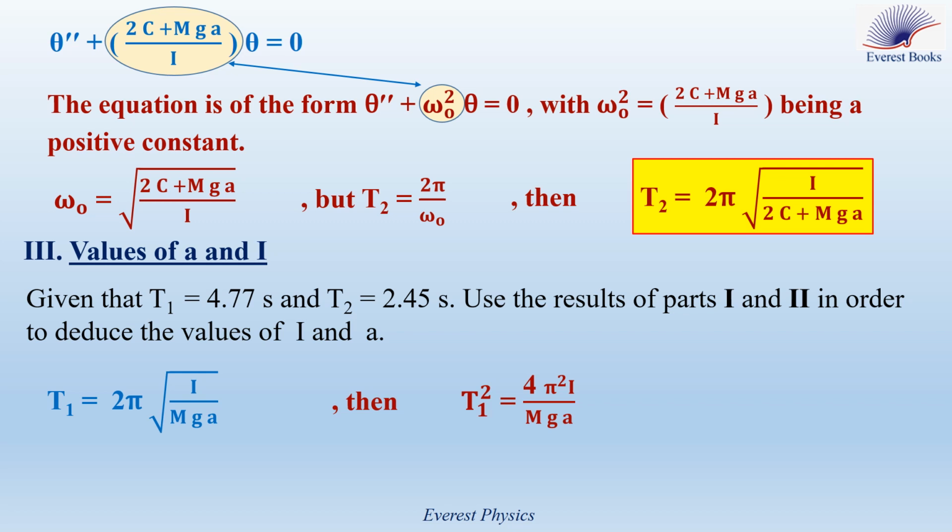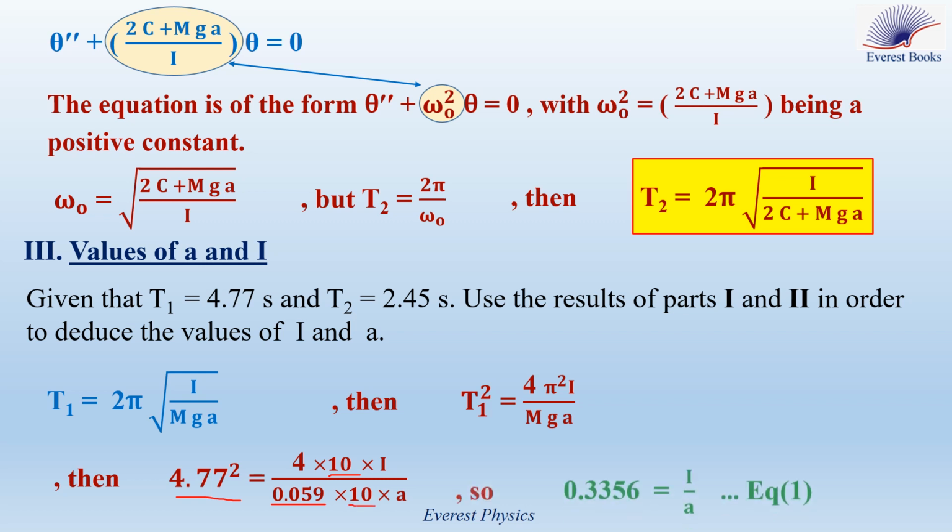Now replace each physical quantity by its value. T1 is equal to 4.77, pi squared is equal to 10, m is equal to 59 grams, which is equal to 0.059 kilogram, and the g is equal to 10. After some calculation, we can write 0.3356 is equal to I over A, which is equation 1.